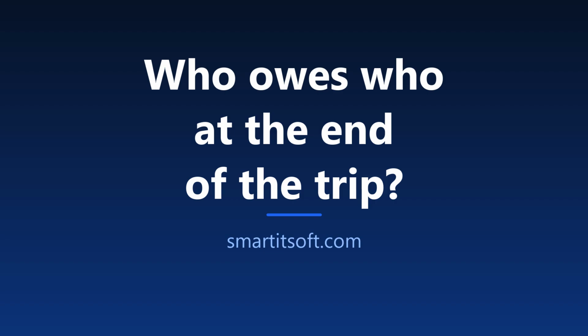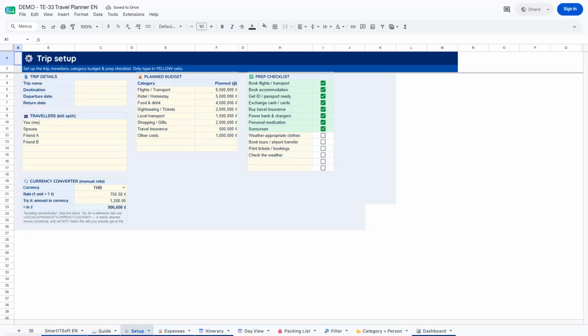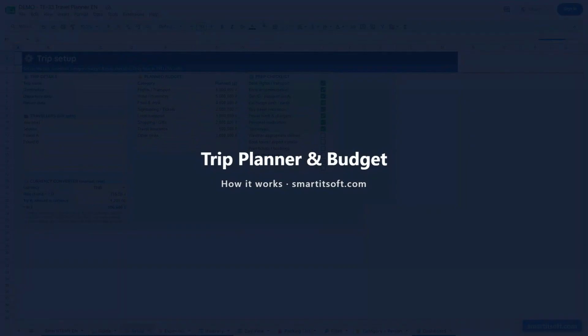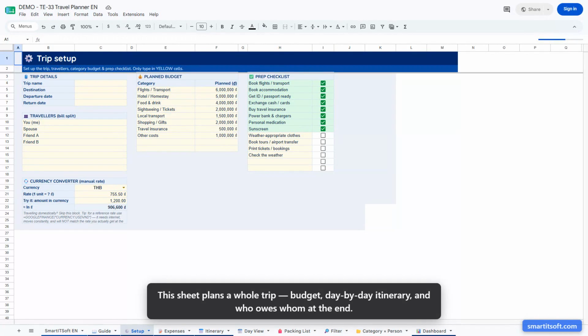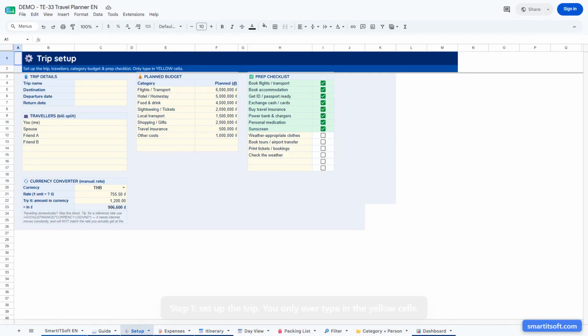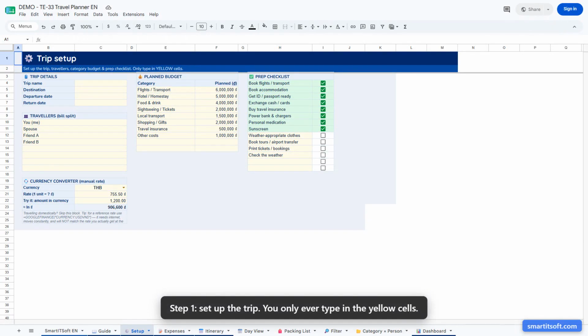Who owes who at the end of the trip? This sheet works it out. This sheet plans a whole trip. The budget, the day-by-day itinerary, and who owes whom at the end.